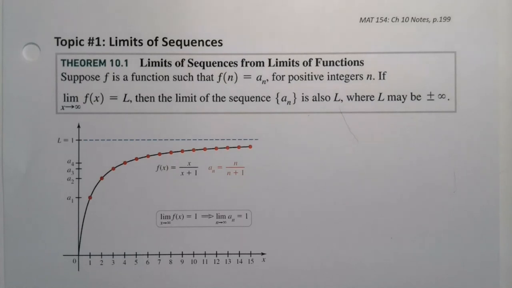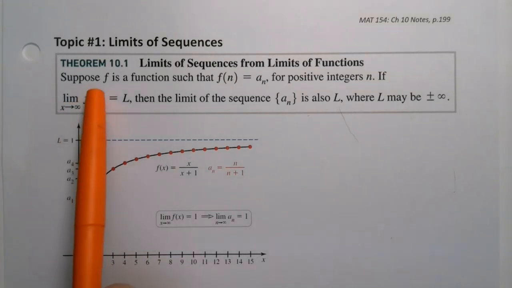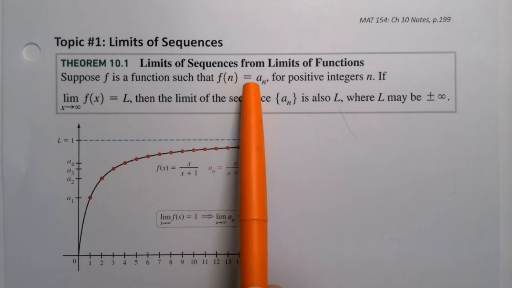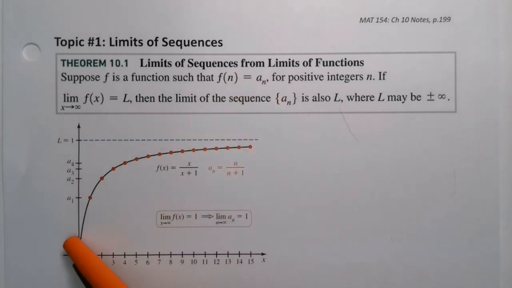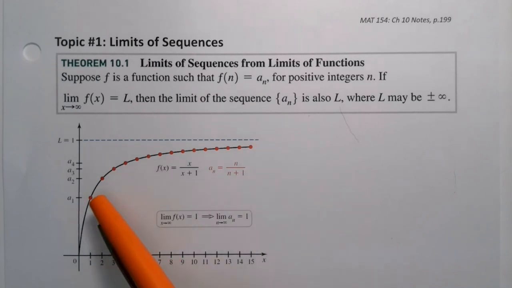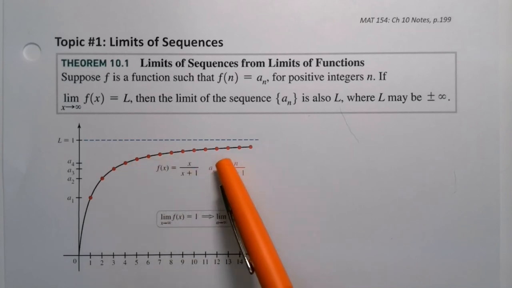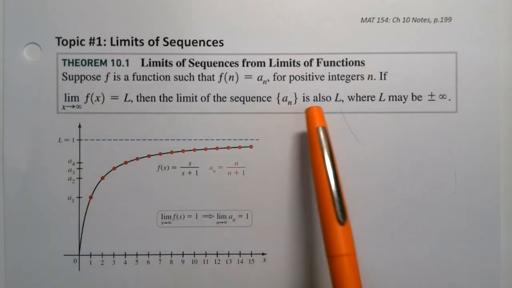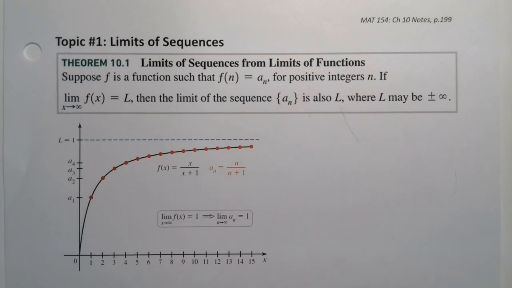Now that we know how sequences work, we want to think about the limits of a sequence. Suppose that f is a function such that f of n, where n is positive integers, is equal to a sub n. In other words, f of x is that continuous curve, but f of n, a sub n, is only those specific dots along that curve, those specific points. If the limit as x goes to infinity of f of x is L, then the limit of the sequence a sub n is also L, where L may be positive or negative infinity.